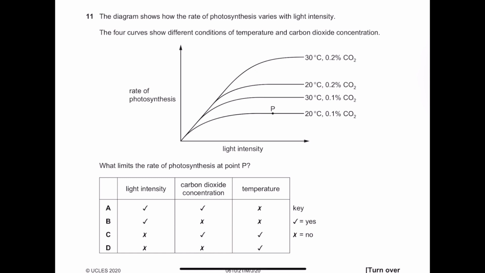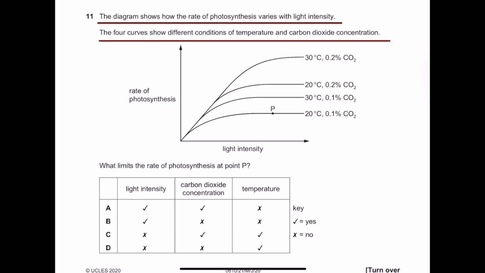Hey guys, it's number 11. The diagram shows how the rate of photosynthesis varies with light intensity. The four curves show different conditions of temperature and carbon dioxide concentration. What limits the rate of photosynthesis at point P? Here's the question here. What is wrong with the arrow?